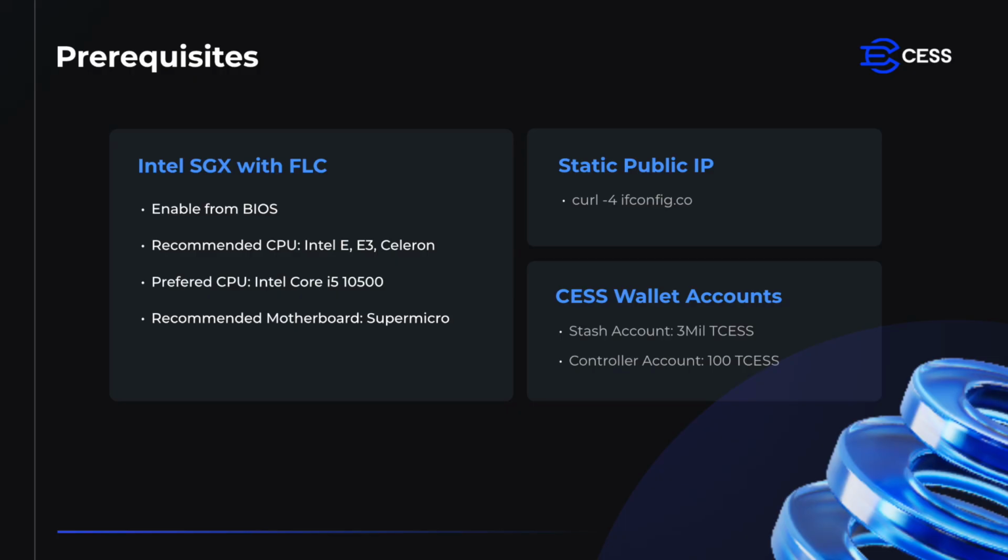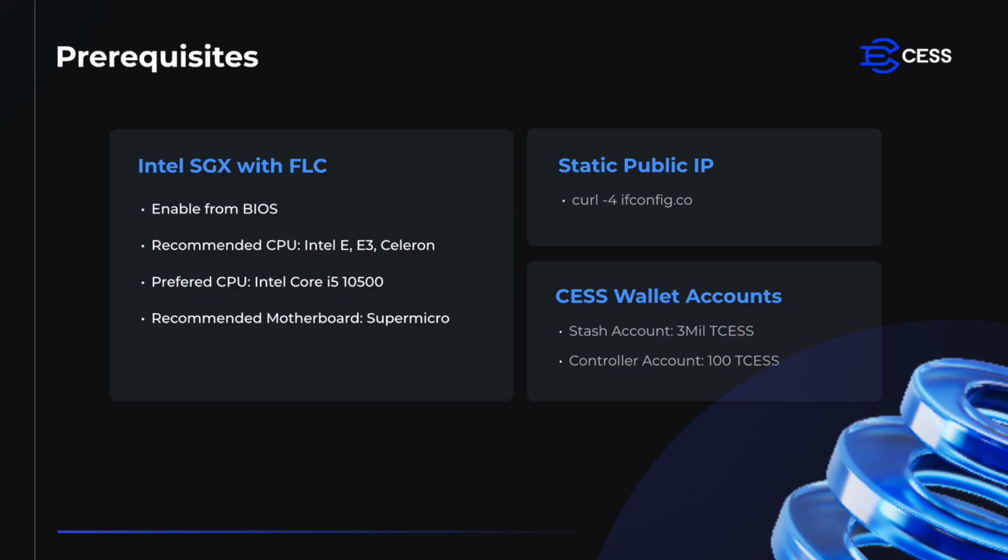Most Intel ME and SPS support Intel SGX, so the recommended models are Intel E, Intel E3, Celeron, and Core series CPUs, with Intel Core i5-10500 being the optimal choice. The recommended motherboard for BIOS is from Supermicro. You will also need to know your static public IP, which can be obtained by executing curl -4 ipconfig.co.